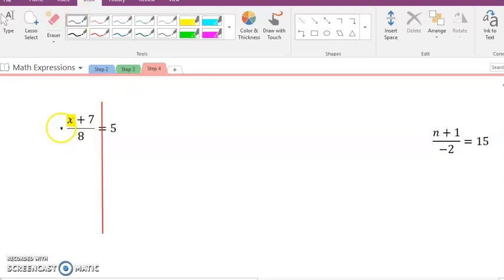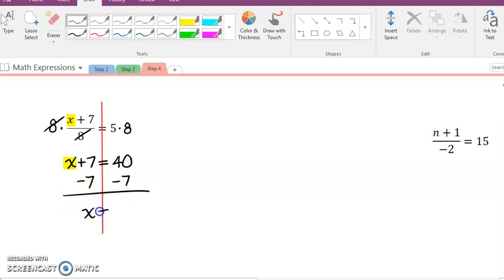So we're going to multiply both sides by 8. The 8's cancel, and I'm left with x plus 7 equals 40. Finally, I need to subtract 7 from both sides. X equals 33.